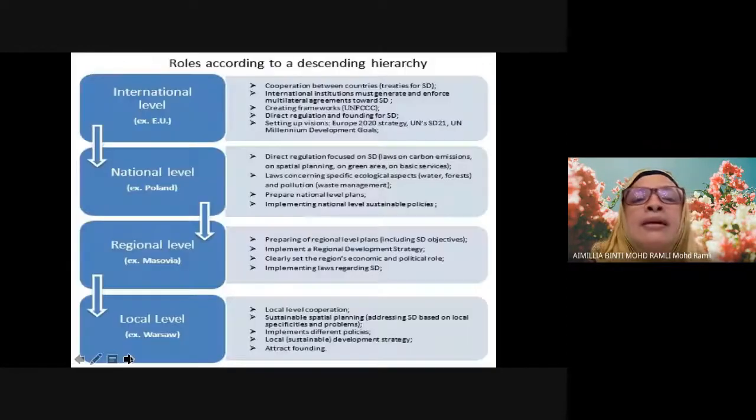Okay, so roles according to a descending hierarchy. So you have international level cooperation between countries.